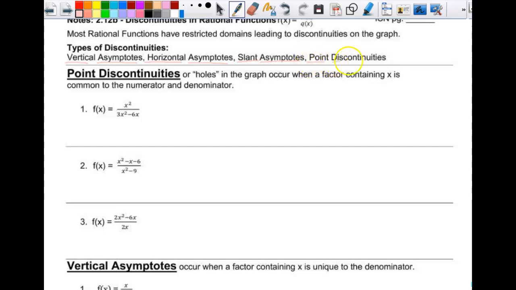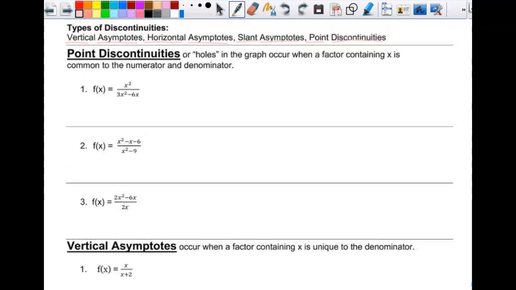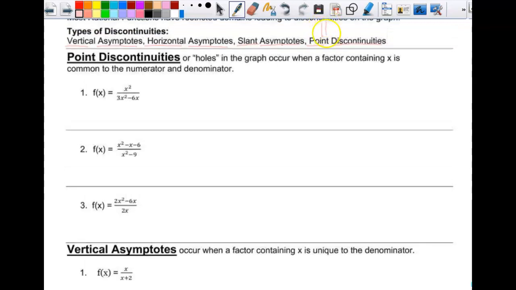point discontinuities, which I know we've talked about before, whether or not you found the point discontinuity in Algebra 2, probably, but maybe not. I don't know how much time you spent on it, and it's fine. So we're going to start with our point discontinuity, which also is just a hole, right? It could also be called a removable discontinuity. And your slant asymptotes can also be called oblique asymptotes.